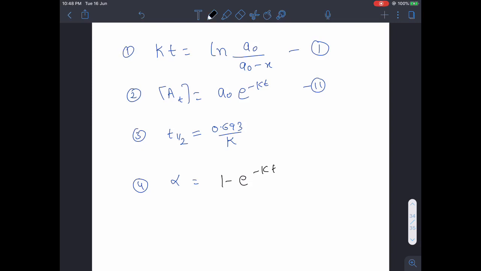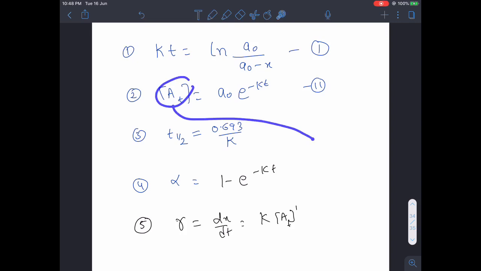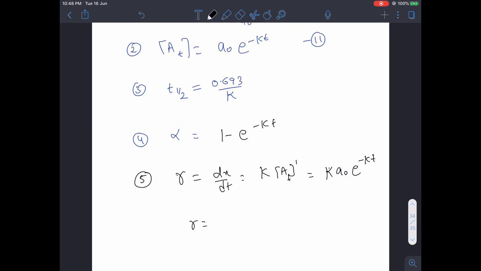From here, if someone asks you, can you derive the rate expression as a function of time? Yes, we can do it, because rate is equal to dx by dt, and that is equal to k into a to the power 1. And what is a? From here, can't you substitute the value of a here? So we will get k multiplied by a naught into e to the power minus kt. Once again, can I say that this k into a naught is initial rate? So it will be simply r is equal to r naught e to the power minus kt.